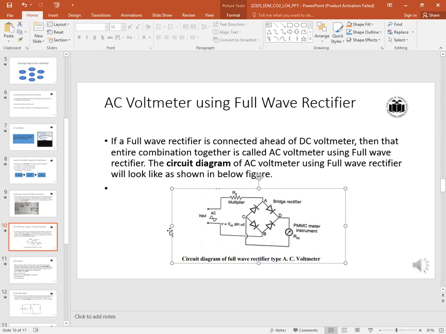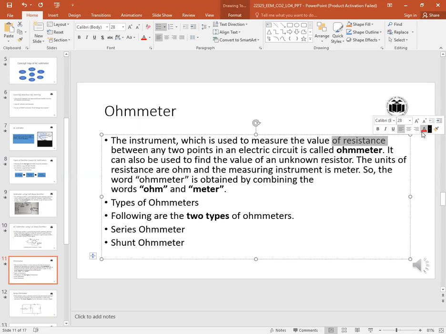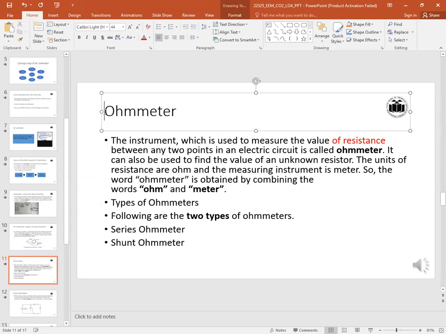Next one is the topic, that one is nothing but our ohm meter. So we know what is meant by ohm meter? Its name indicates the ohm meter. That is, we know the resistance value. The measurement of the resistance is in the ohm. So the resistance measurement instrument is nothing but our ohm meter. It indicates the ohm meter.